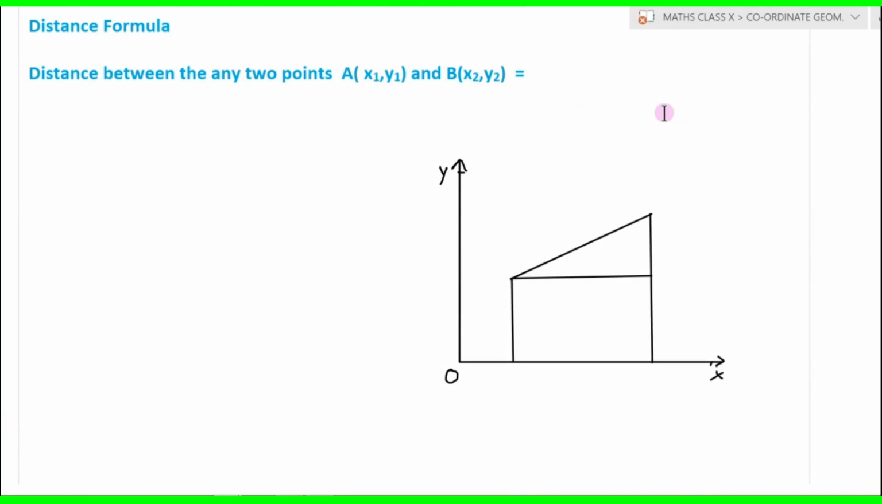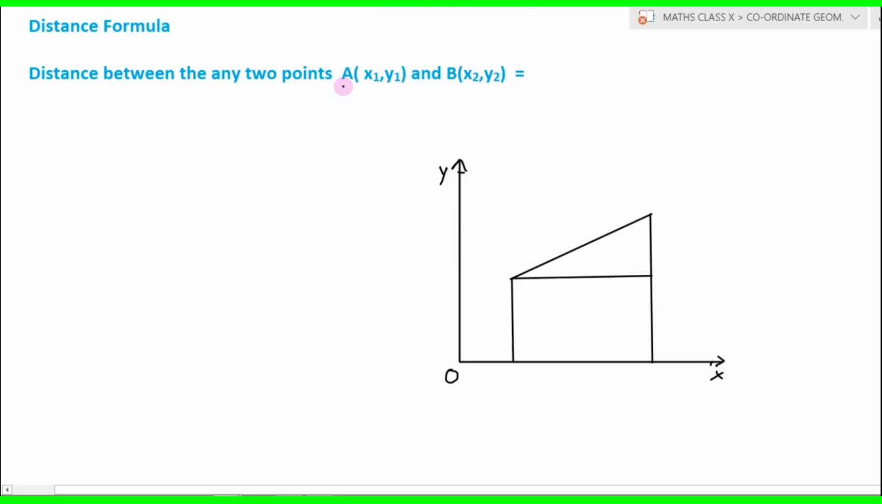Hello students, here we are going to start today a new topic called distance formula. What is distance? Already you know. It is the length between the two given points if the coordinates are given.